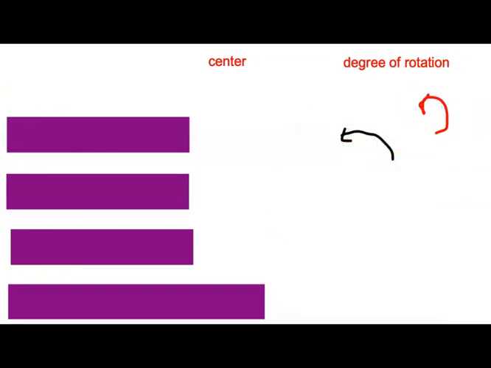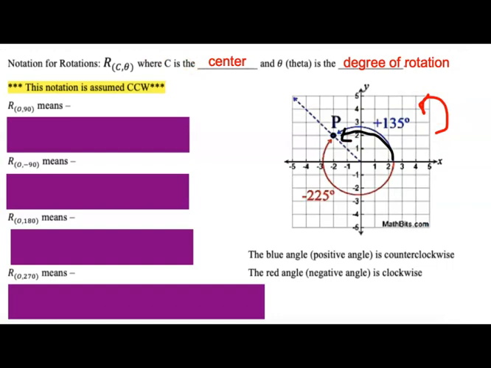So it says the blue angle is going to be your positive angle, and that stands for counterclockwise. The red angle is a negative angle, which is going clockwise. So to go this way, that would be going clockwise, and then the blue would be going counterclockwise. All right, so if it's positive, counterclockwise; negative, clockwise.